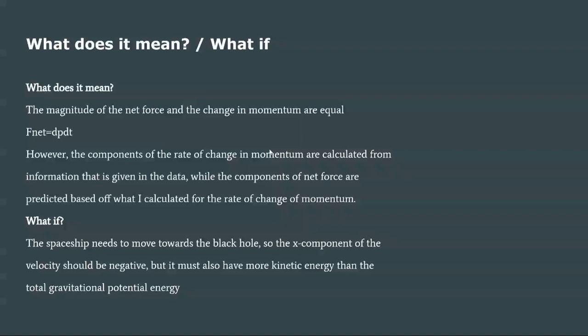Our what-if question: what initial velocity would your spaceship need to have in order to enter some kind of orbit around the black hole? Well, I didn't calculate the exact initial velocity, but the spaceship needs to move towards the black hole, so the S component of the velocity should be negative, but it must also have more kinetic energy than the total gravitational potential energy.